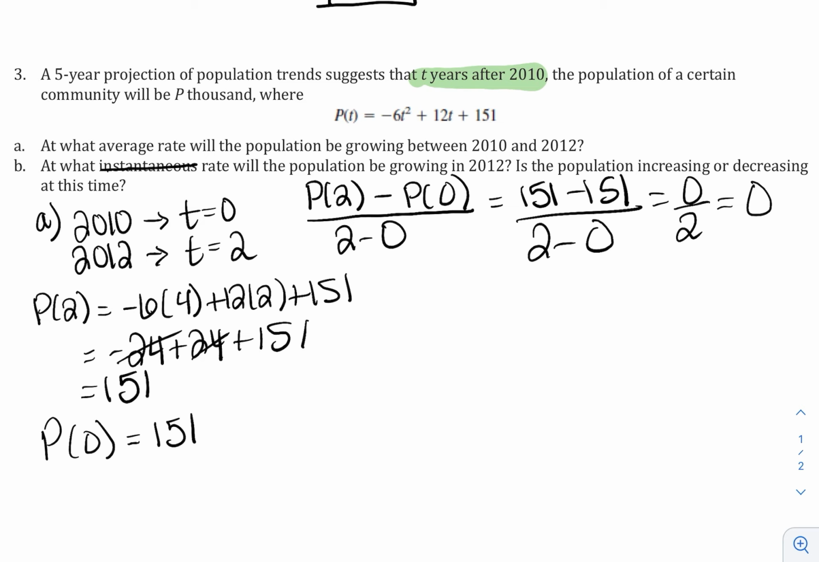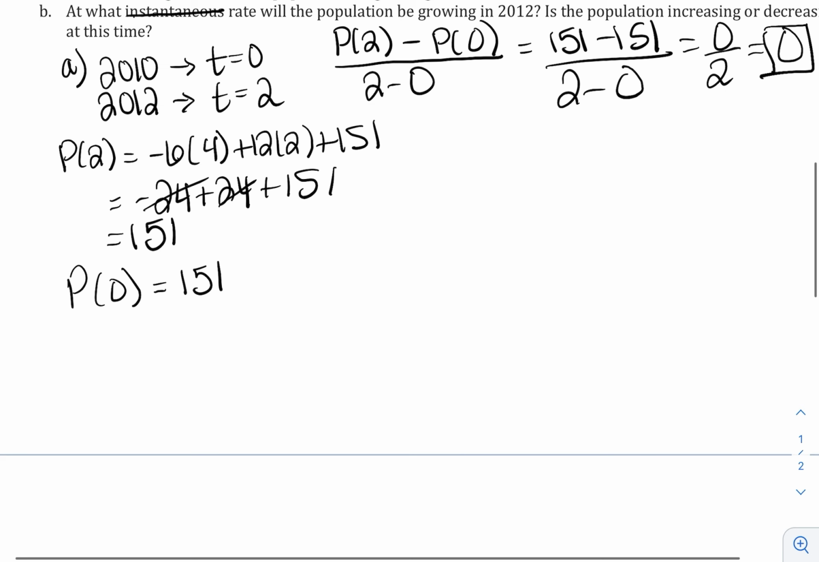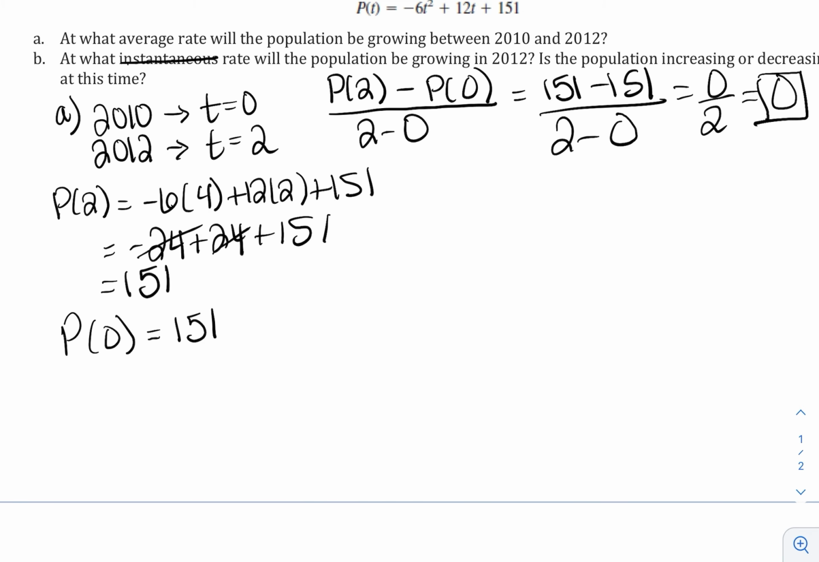So what could have happened is that from 2010 to 2011, it grew a lot. And then from 2011 to 2012, it decreased. So on average, it grew 0. But it doesn't mean that the population didn't change. Now, the next part, what is the instantaneous rate of change at 2012? That means that we're going to have to find P prime of t, because the derivative is the instantaneous rate of change. And because we're looking specifically at t equals 2, we're going to plug in t equals 2 into the derivative. So let's go over here where we have a little bit more space.